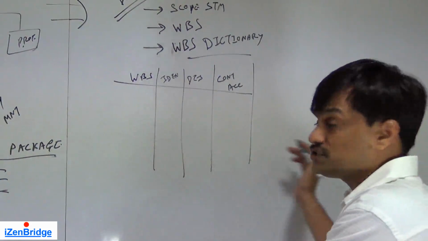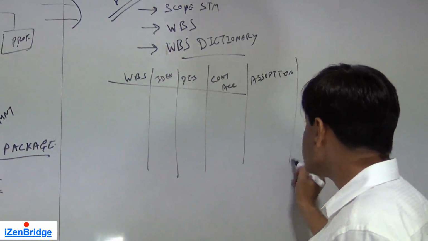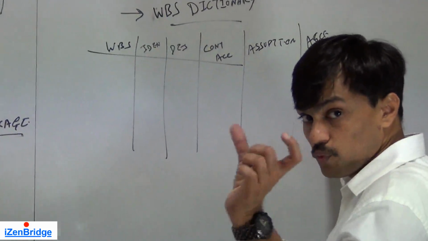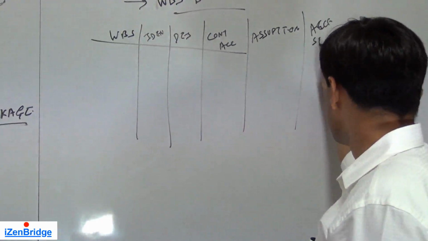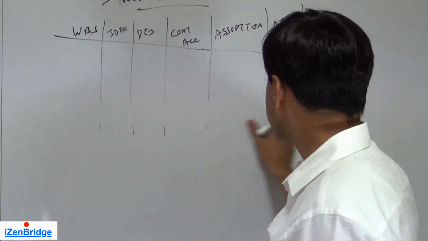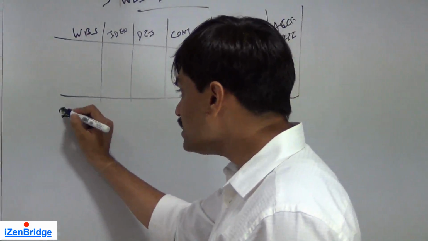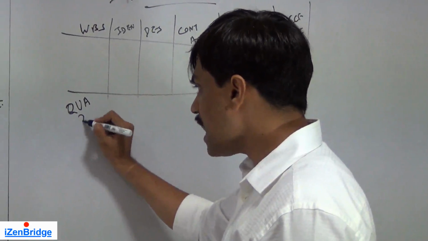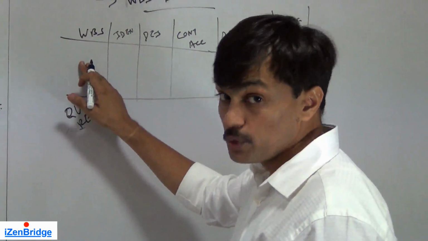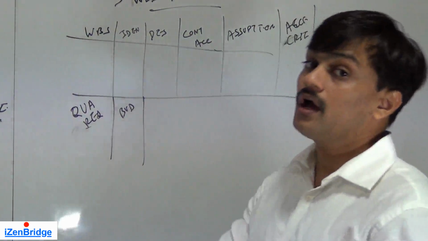We can have various other fields. We can have an assumption related to that work package, and we can have an acceptance criteria attached to that work package or WBS element. In some cases, we may have attributes like quality requirements mentioned in the WBS dictionary. We may also have budget allocated at a WBS level.